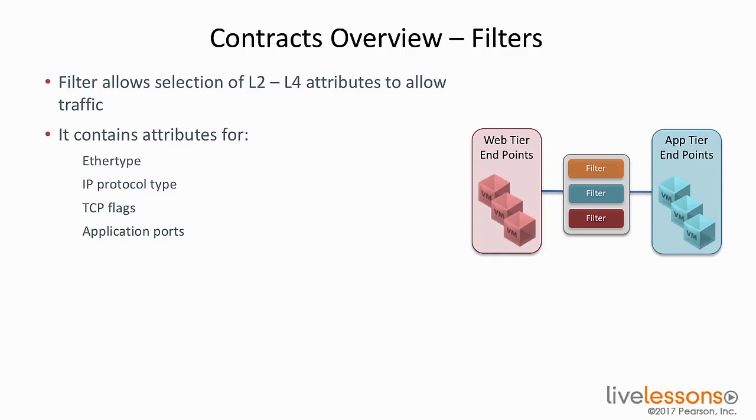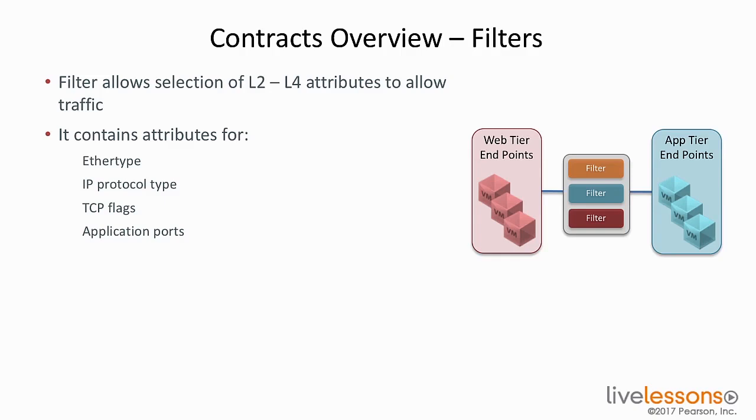So a filter contains the layer 2 through 4 attributes that allow the traffic between the two groups of devices. And these attributes can specify the ether type, the IP protocol type, TCP flags, application ports that are open. As I said before, this is very similar to an access list that allows communication between the two groups of devices.